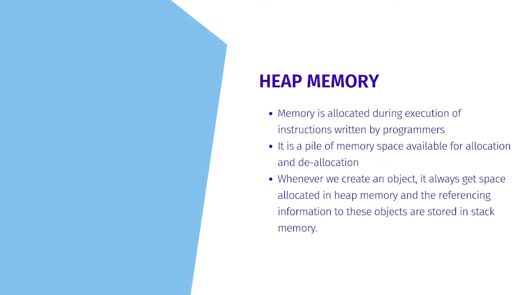Memory is allocated during execution of instructions written by programmers. This is called heap because it is a pile of memory space available for allocation and deallocation. Whenever we create an object, it always gets space allocated in heap memory, and the referencing information to these objects are stored in stack memory. Now, what does that mean? Let us look at this in detail with an example.